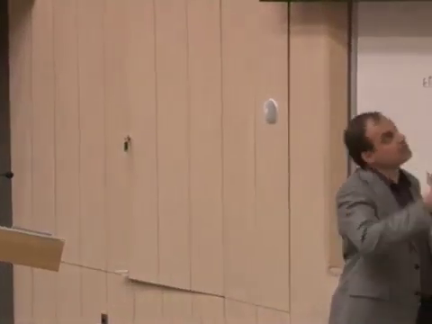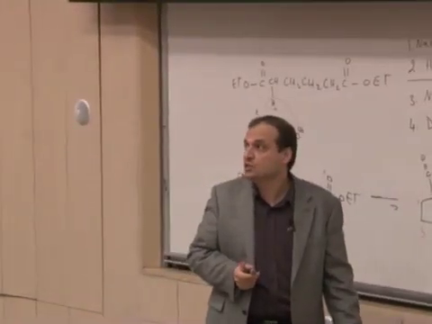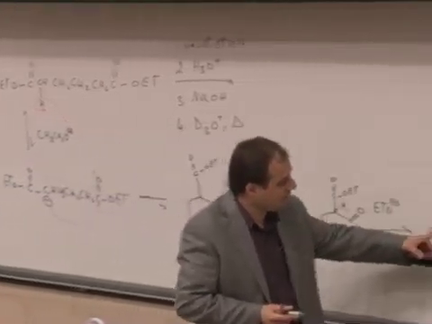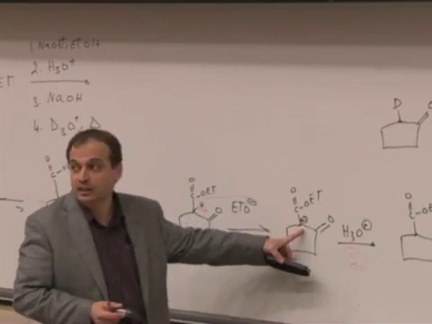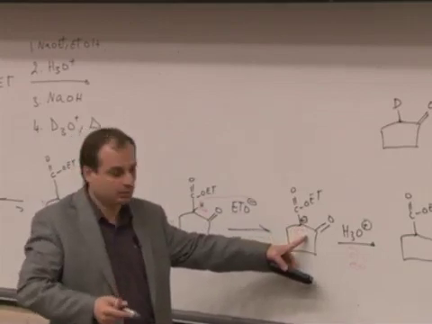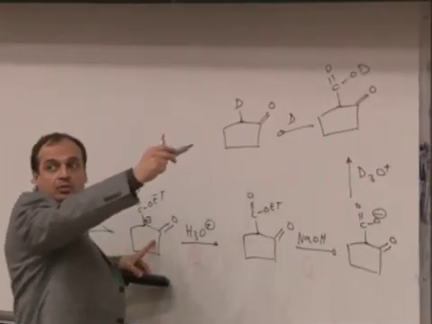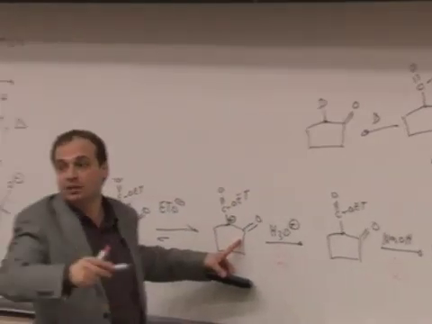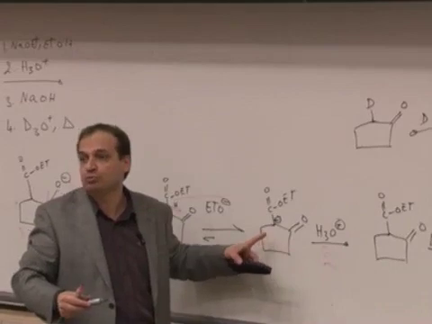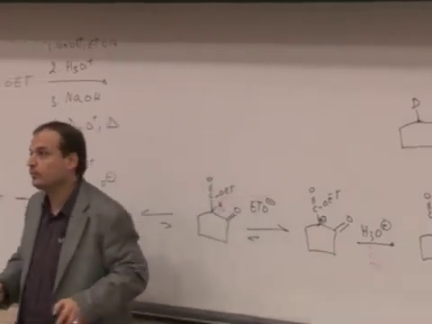Yes? In the second step, we added D3O+, we would have 2 deuterium. That's right. Very good. So if at the second step we did not add H3O+, but rather D3O+, then you are going to get a deuterium over here. And then by adding sodium hydroxide, which is saponification, and then adding D3O+, you will get the O minus to be deuterated, and then with heat, you will get 2,2-dideuteriocyclopentanone. Any other questions? Okay, we'll carry on.